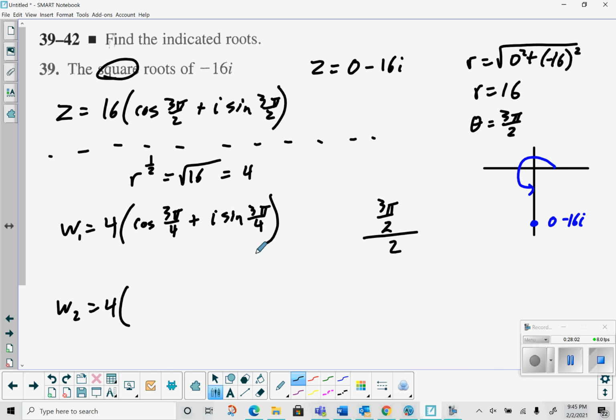To find the next one, that's where we do this. Take the previous argument and add 2 pi divided by 2. Well, okay, we need common denominators. So that's really adding 4 pi over 4. 3 pi over 4 plus 4 pi over 4 will give us cosine 7 pi over 4 plus i sine 7 pi over 4.